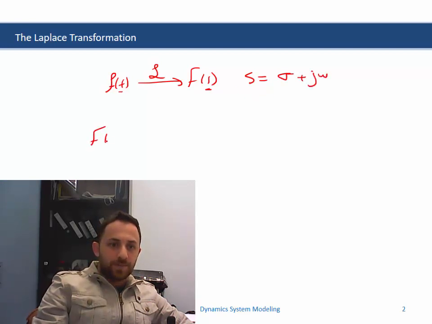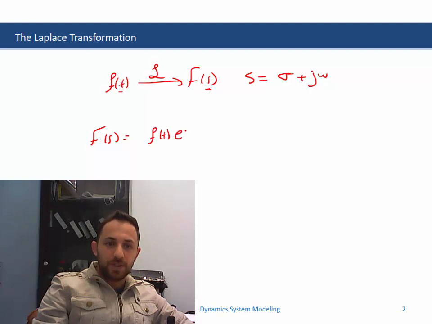So F of s is the multiplication of the function f of t by e to the power minus s t. And then we integrate this multiplication from time 0 to time infinity, dt. That's why we integrate.